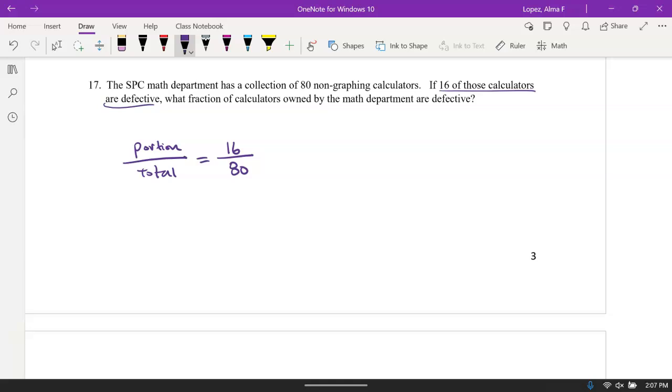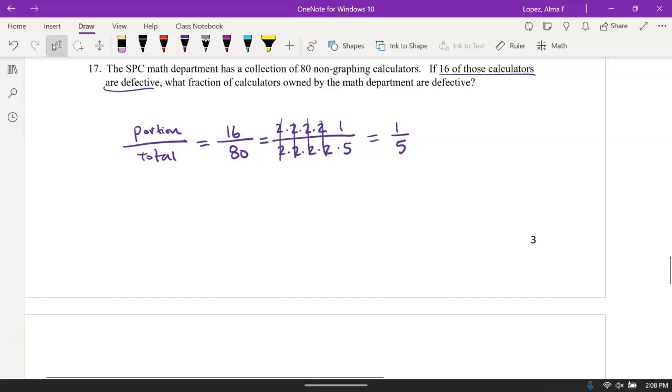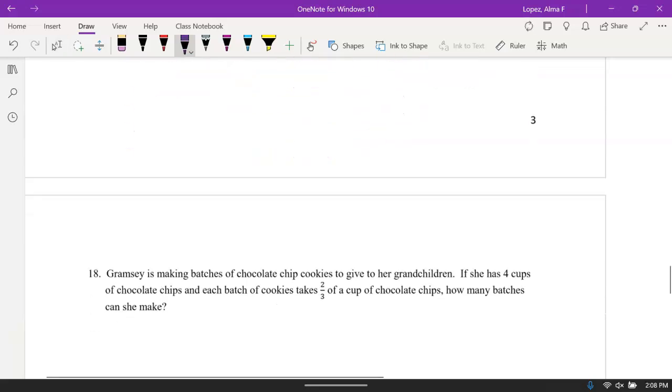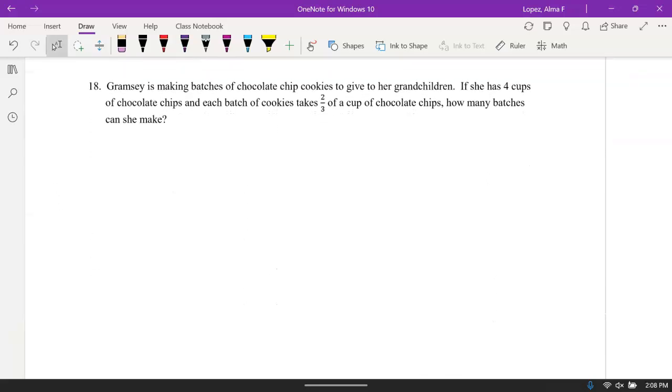Now we can reduce that. I'm going to write down the prime factorization of the number. 16 is 4 2's. 80 is 4 2's and a 5. Cancel, cancel, cancel, cancel. So in reducing it, 1/5. 1/5 of the calculators in the math department are defective. That was kind of neat. Let's look at the next one.